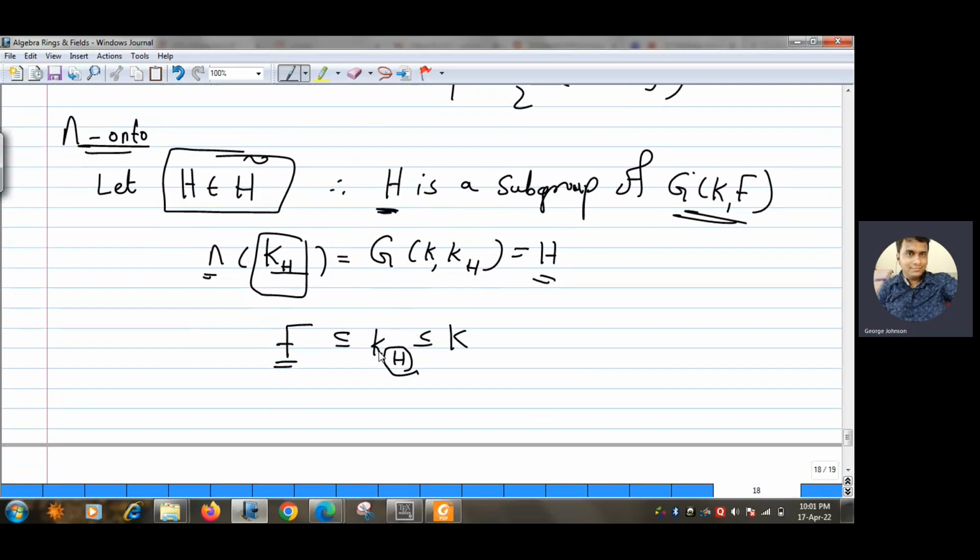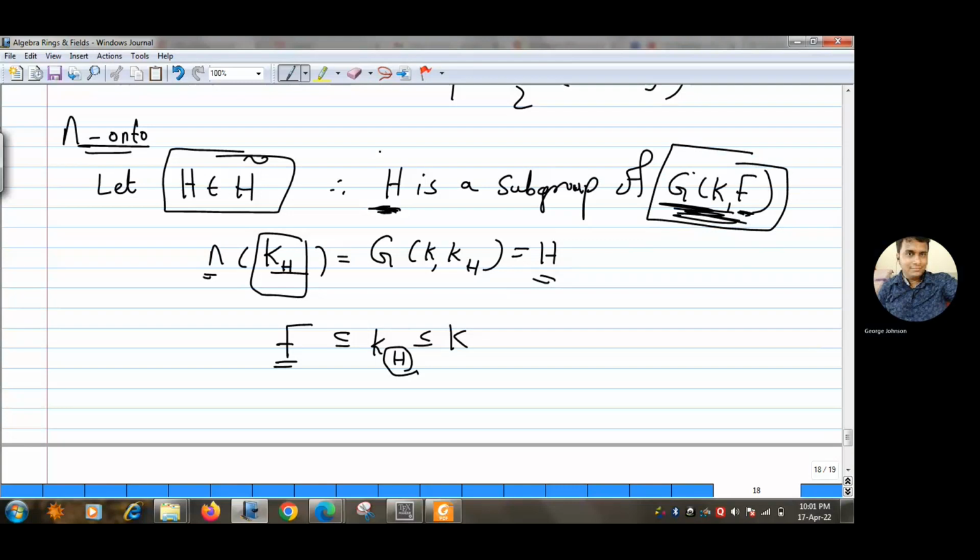See, all this follows by the definition of fixed field, and I hope that you know the definition of fixed field. Why is F a subset of KH? Because every element of F is fixed by every element of H. Why does every element of H fix every element of F? The reason is that H is a subgroup of GKF. And inside GKF, we know that GKF is the collection of all those automorphisms which fix every element of F. So because elements of GKF fix elements of F, all the elements of H also fix all the elements of F.